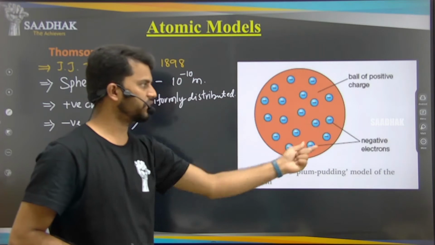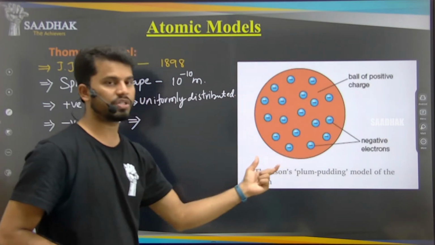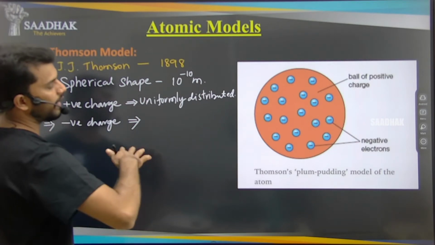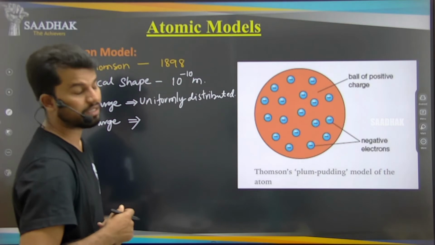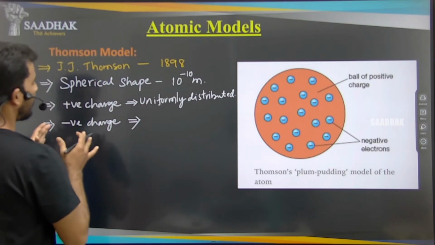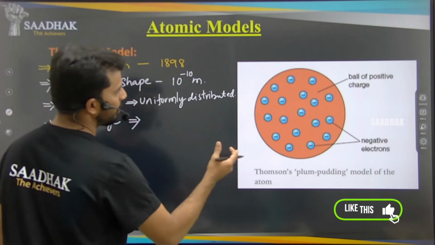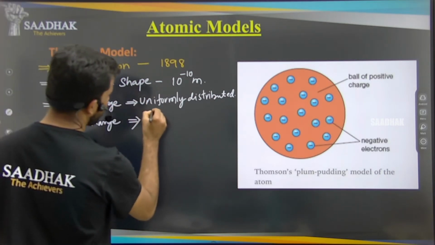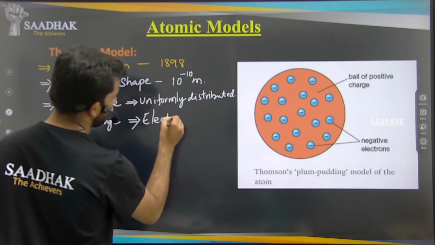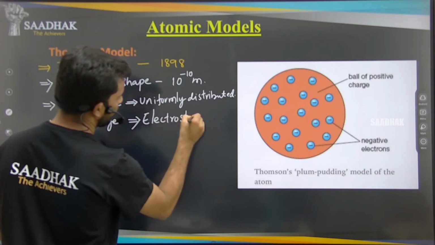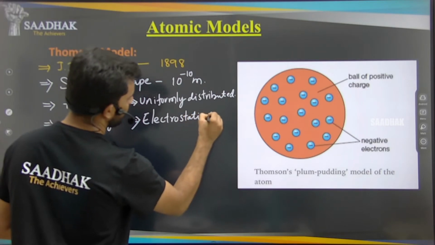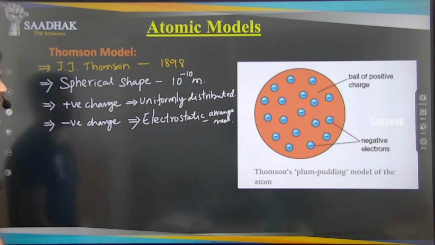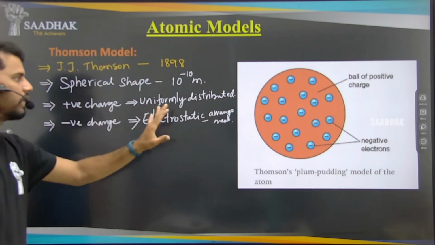And coming to the negative charge, to give the electrostatic condition, or we say the electrically static condition of this atom, the negative charge is arranged. So he didn't explain in what way they are arranged, but he said that these electrons, or we say negative charge, are arranged in a manner where the atom becomes electrically static. So the negative charge is arranged in an electrostatic arrangement.